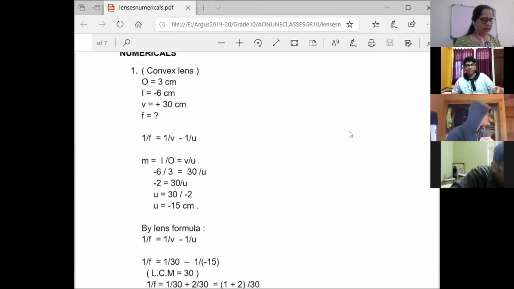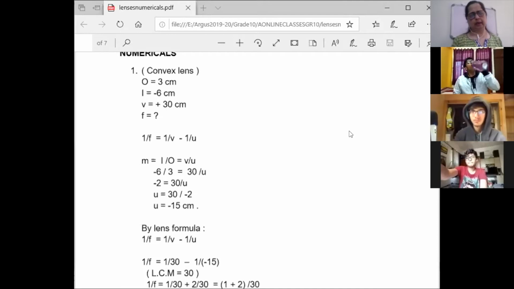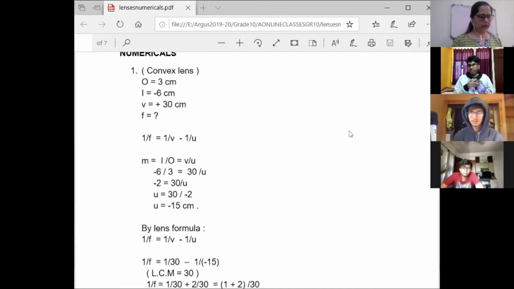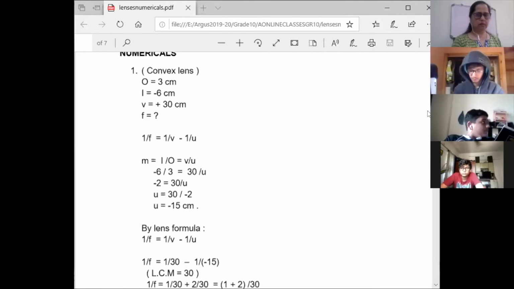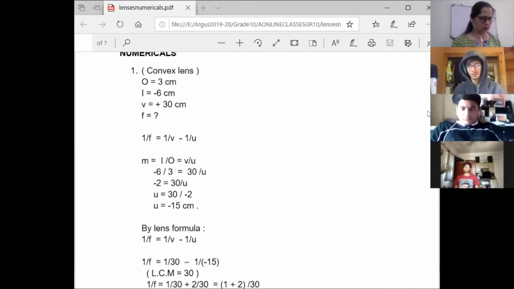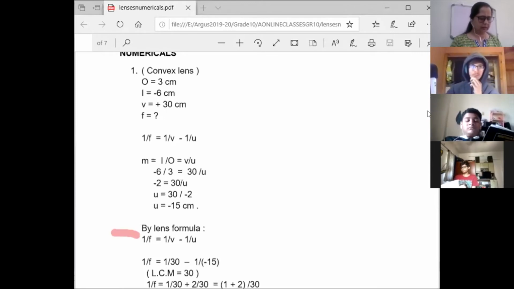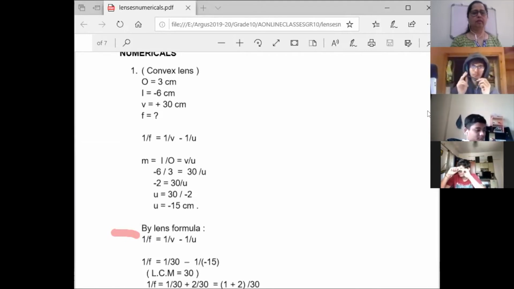Children, I will explain the numericals. Do not write anything. I will send you on WebGenie whatever I have solved, and whatever homework I am giving, that you will do. I have solved a few, and in between I keep giving you homework so that you solve it on your own. So see page 127, the numericals for the lens formula.